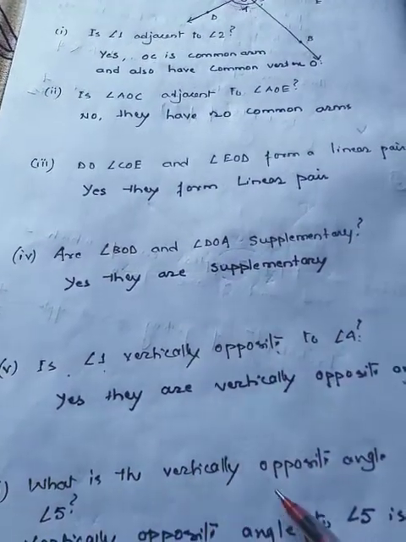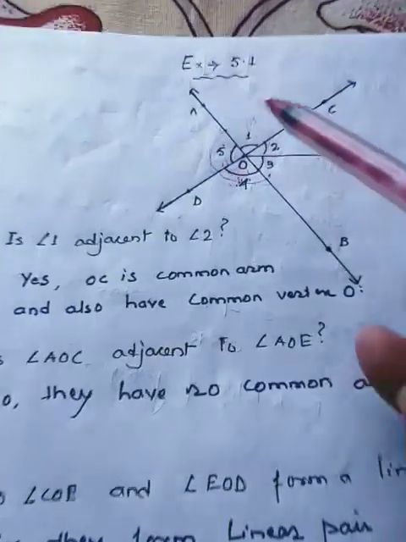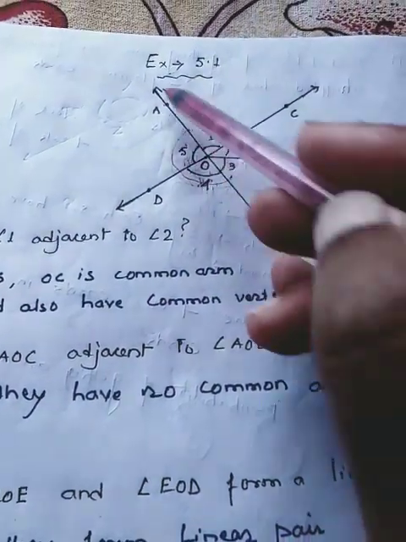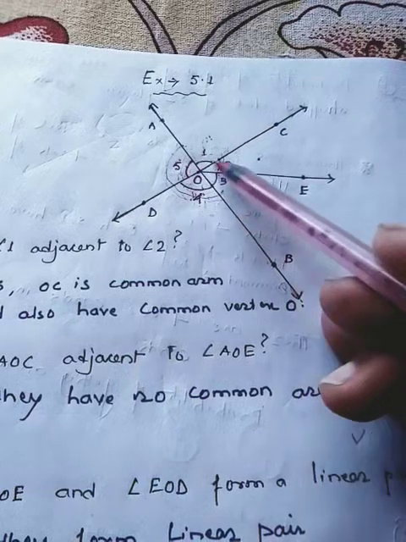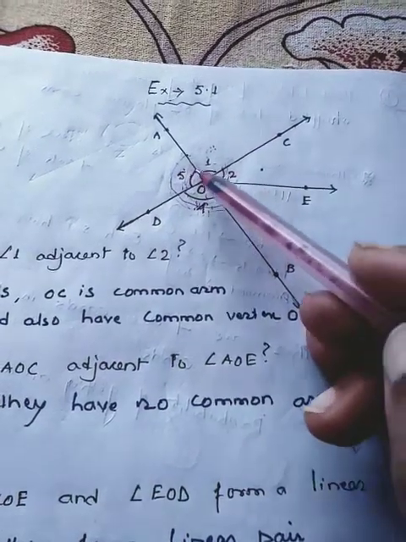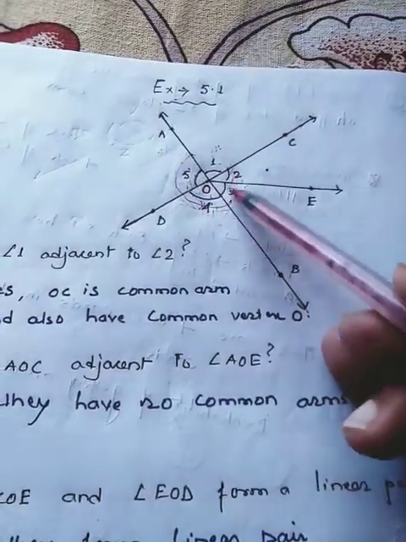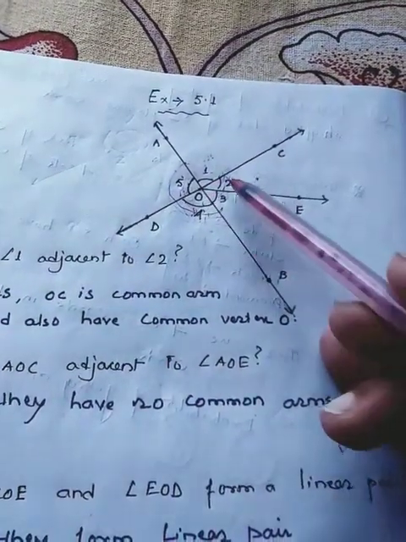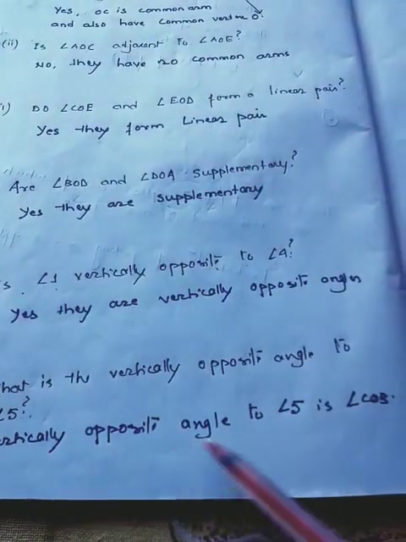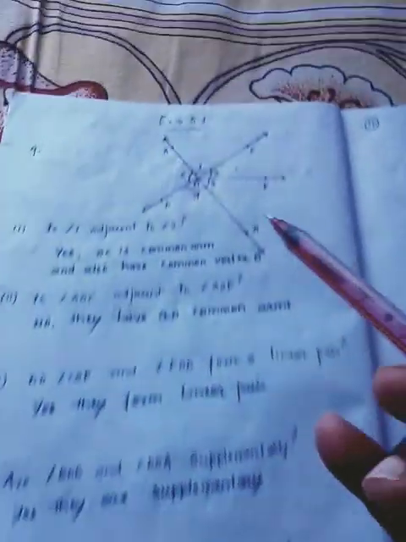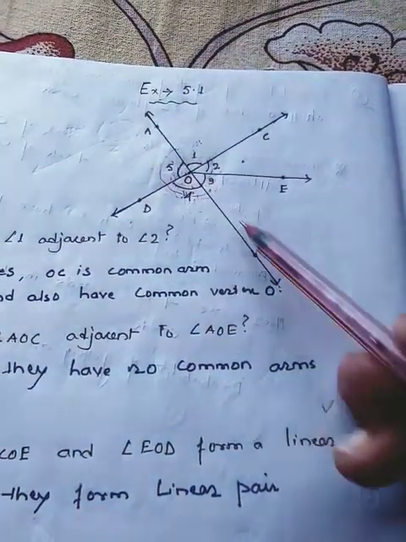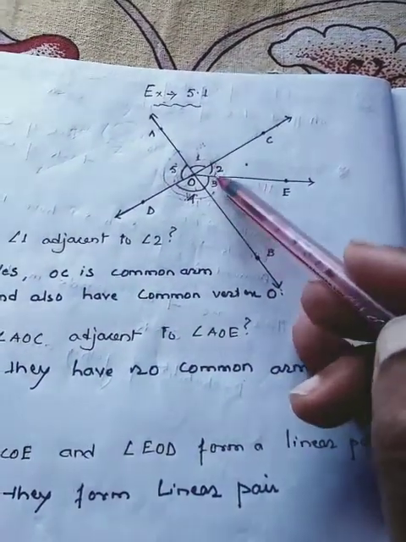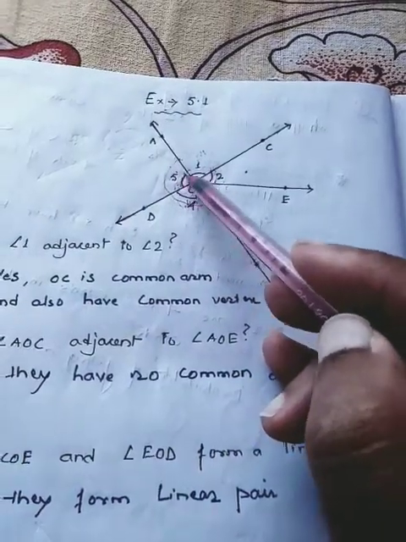Now which angle is vertically opposite to angle 5? These two lines are again intersecting. So this whole angle is vertically opposite to angle 5. What is the name of this whole angle? COB, isn't it? COB is vertically opposite to angle 5. So we will write that the vertically opposite angle to angle 5 is COB. This whole angle is vertically opposite to angle 5. Okay, now let's move on to question number 10.